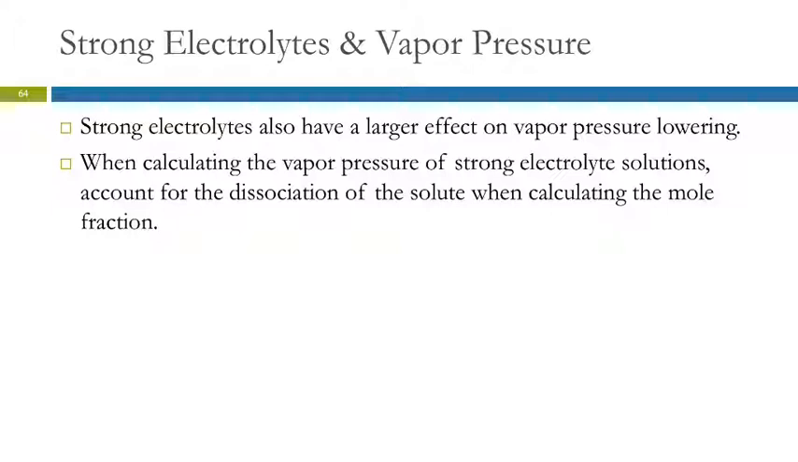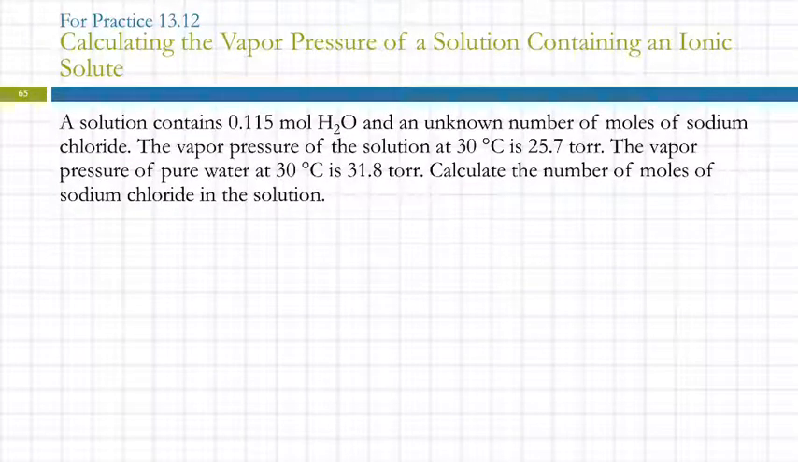Strong electrolytes also have a larger effect on vapor pressure lowering because, again, you've got more particles. So calculating vapor pressure for strong electrolyte solutions, we have to account for the dissociation of the solute when we're calculating the mole fraction. A solution contains 0.115 moles of water and an unknown number of moles of sodium chloride. The vapor pressure of the solution at 30 degrees Celsius is 25.7 torr. The vapor pressure of pure water at 30 degrees Celsius is 31.8 torr. Calculate the number of moles of sodium chloride in the solution.